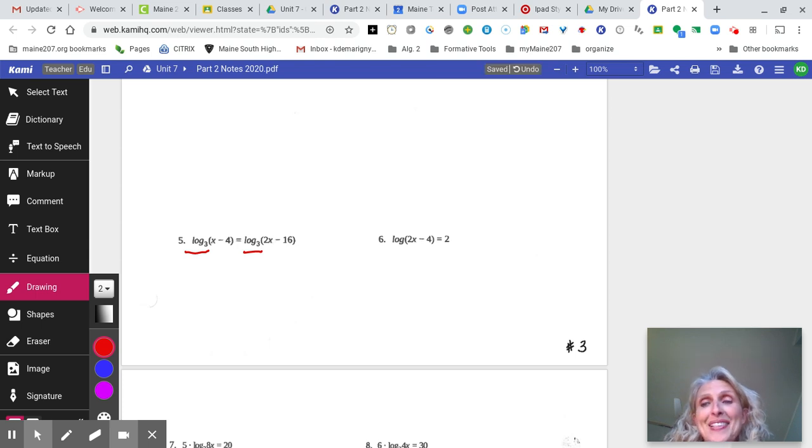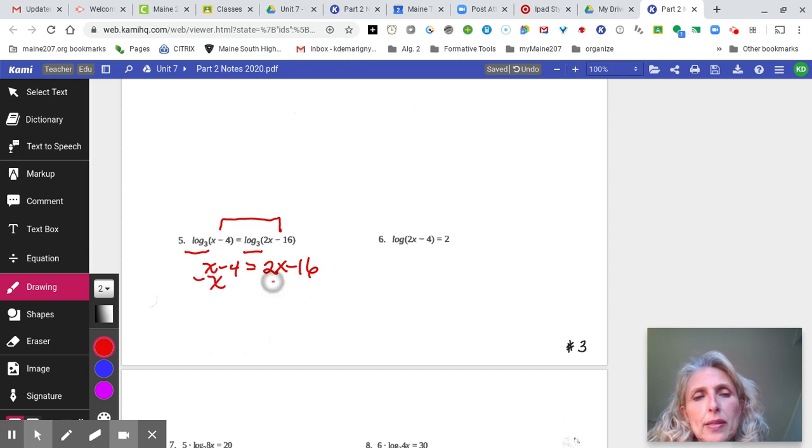Well, that's awesome, because if the 2 log bases are the exact same thing, then what that means is that whatever these 2 pieces are, they have to be equal as well. So all I want to do is say that x minus 4 is equal to 2x minus 16. And it becomes a very simple Algebra 1 problem.